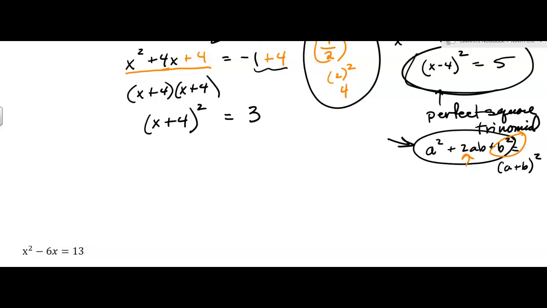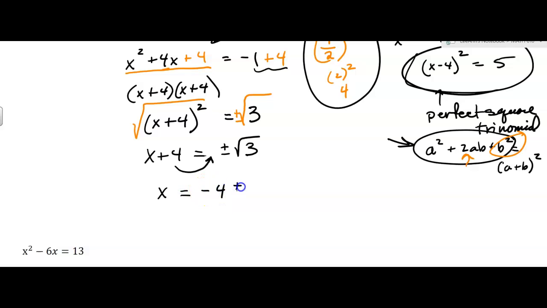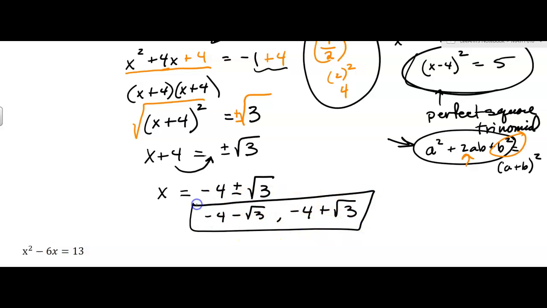Okay, now I can take the square root of both sides. So I take the square root, take the square root. Don't forget the plus or minus. Okay, and now I have x plus 4 equals plus or minus the square root of 3. That doesn't simplify, the radical doesn't simplify, so I'm going to be bringing the 4 over. It's going to go right in front of the plus or minus. I'm going to have x equals negative 4, because I brought it over, plus or minus the square root of 3. And if you're going to write them separate, you write negative 4 minus the square root of 3, negative 4 plus the square root of 3. Okay, I'll probably get tired of doing that, but those are the answers for that problem.